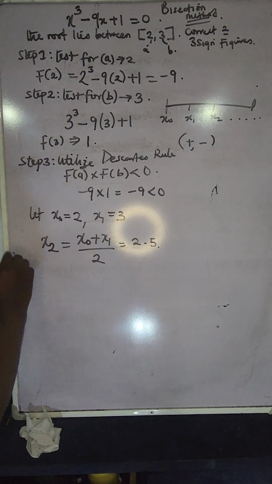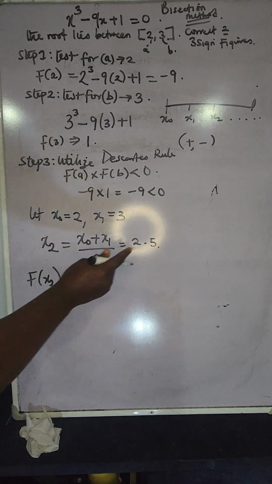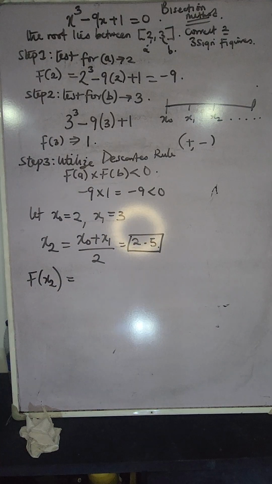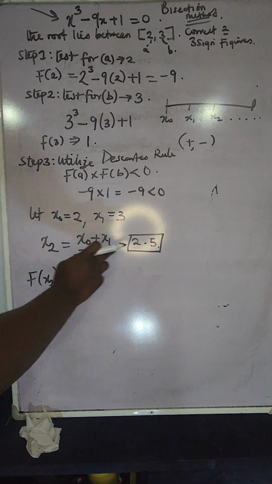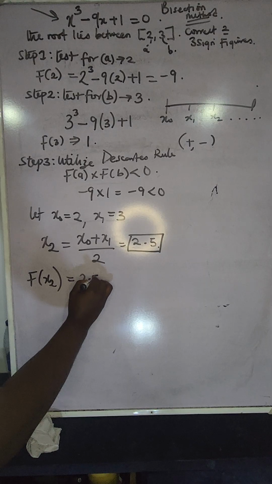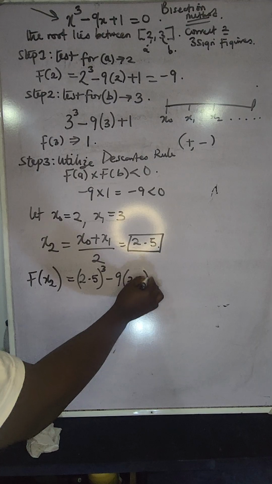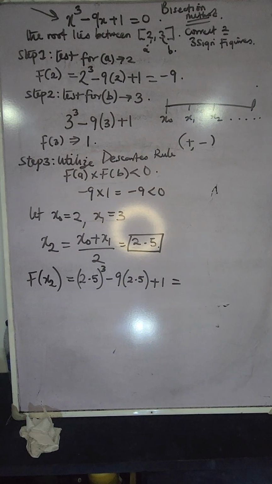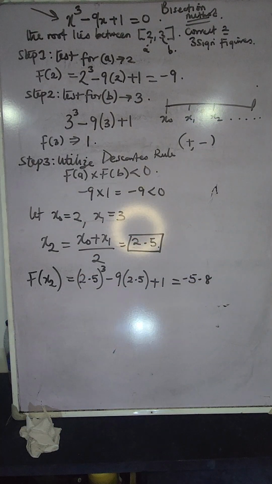So what do we do from here? We say f of x2. What does it mean to say f of x2? Placing this 2.5 into the parent equation. Look at the equation. This is where the whole problem started. Placing this 2.5 inside here, what would you have? You have 2.5 all to the power of 3 minus 9 into bracket 2.5 plus 1. So if you punch your calculator for that, you're going to have minus 5.8.